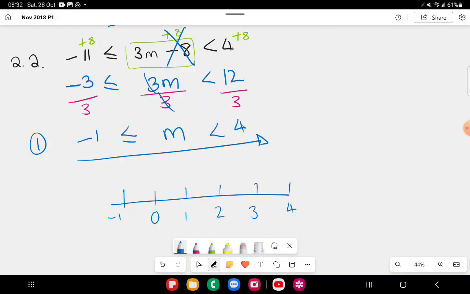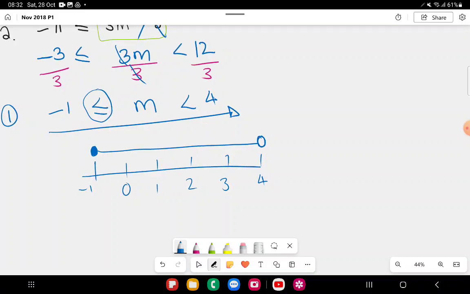If I drew this, this is not the question. The question is not asking me to draw it, but I'm going to. Less than or equal, greater than or equal to means that I'm going to have a colored in circle, and this one is going to be an open circle because there's no equal sign. This is what it looks like.